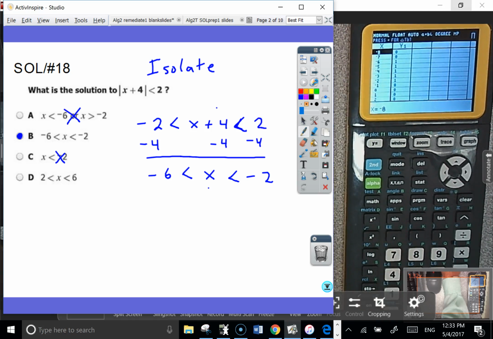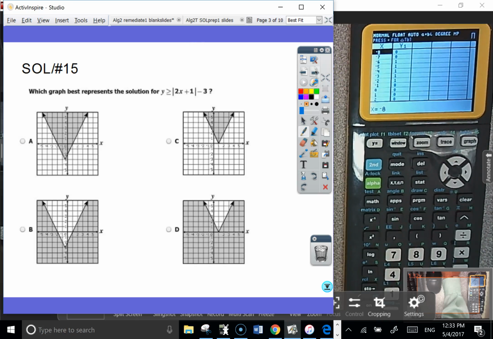Even if there's isolating to do and things like that, it doesn't matter. You don't have to isolate anything. Just enter it in on that line to the right of the equal sign, and it'll show you the graph, which should be enough for you to figure out which is the right one. Okay, so this is a one variable inequality. Okay, the next one is a two variable inequality.